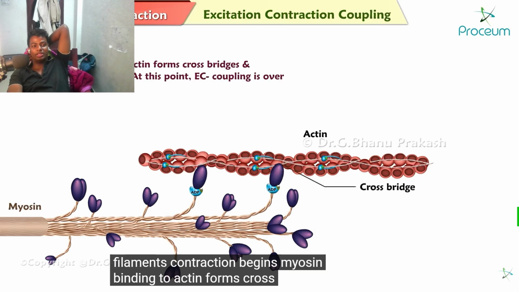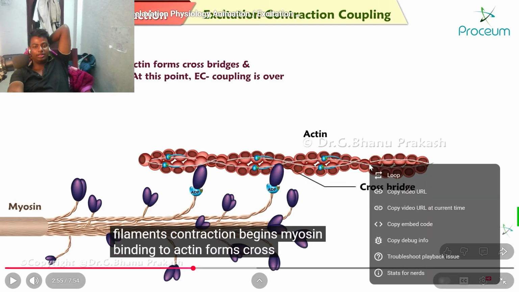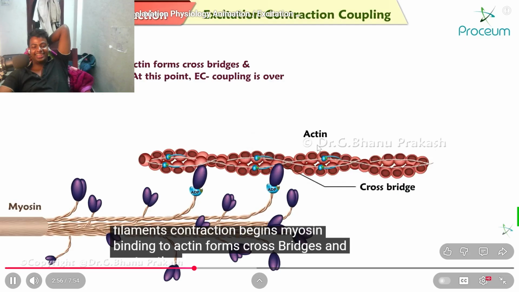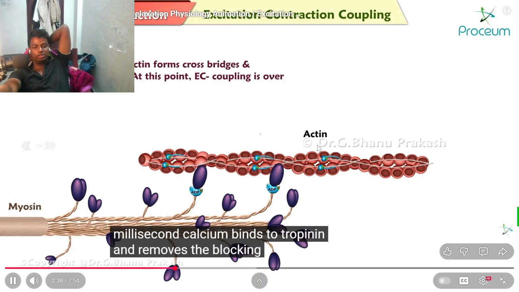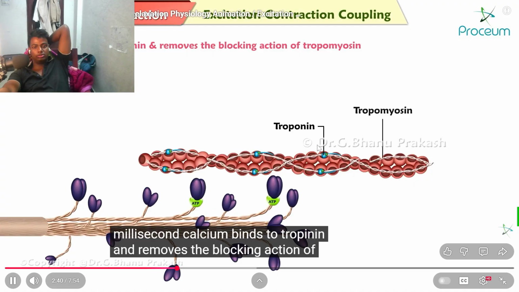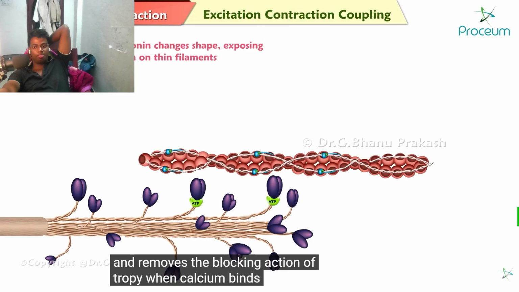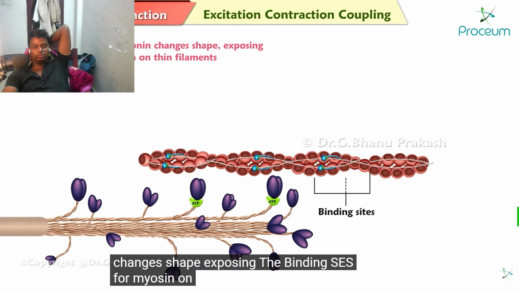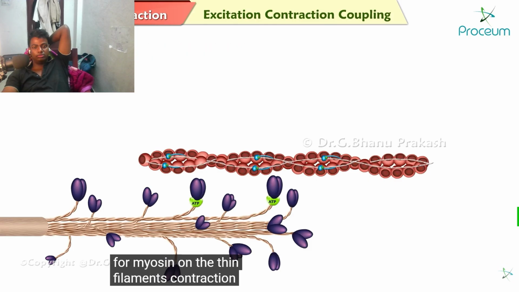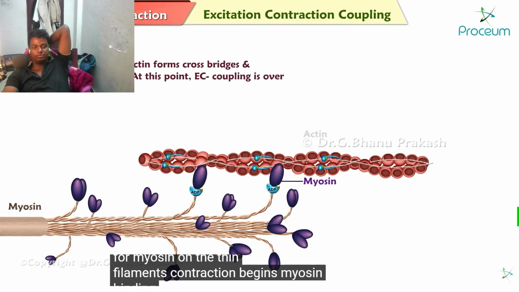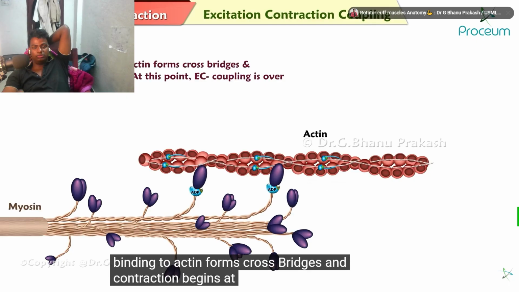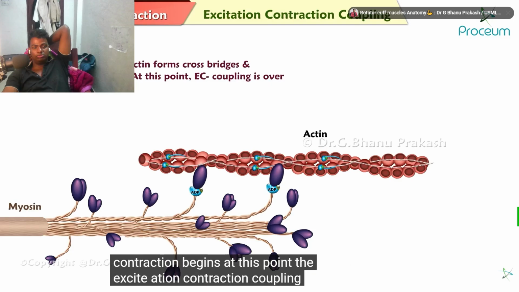Myosin from the myosin filament binds, forming cross bridges, and contraction begins. When calcium binds, troponin changes shape, exposing the binding sites for myosin on the thin filaments. Myosin binding to actin forms cross bridges and contraction begins. At this point, the excitation-contraction coupling is over.